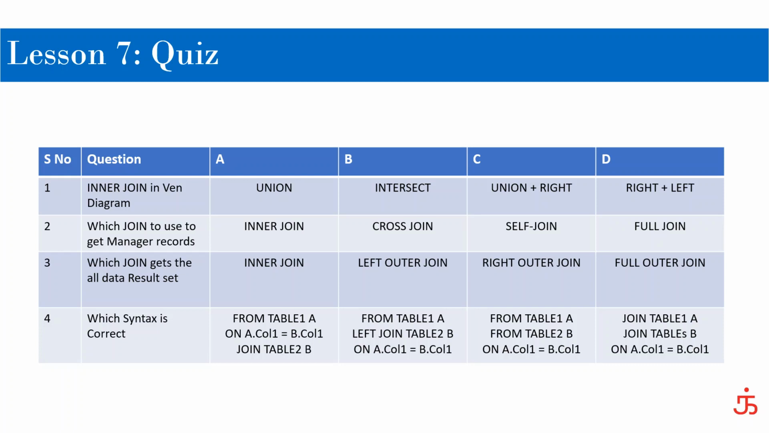Inner join in Venn diagram. So what is an inner join? Is it union? Is it intersect? Is it union plus right, or right plus left? So this is intersect, because the inner join will get the common items, those items which exist in both tables. So moving on to the second question. Which join to use to get manager record? Is it inner join, cross join, full join, or self join? Yes, it is self join.